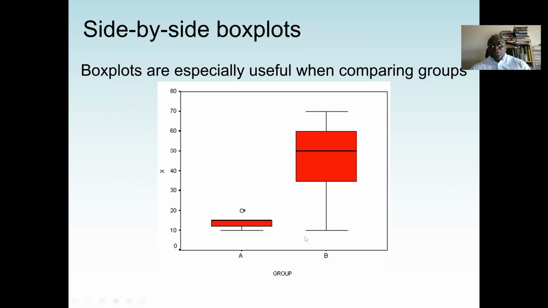So this is an example. We have box plot A and box plot B. We can see that A means the spread of the data is very, very small. But B means the spread is normal, and it spreads even more when the values are getting bigger.